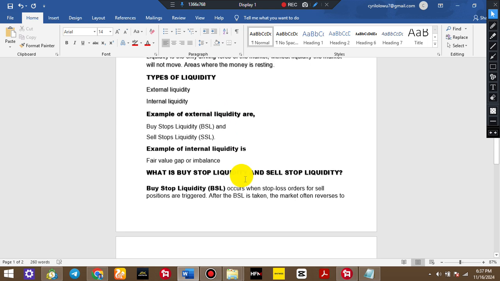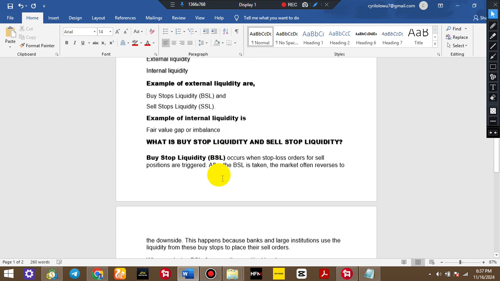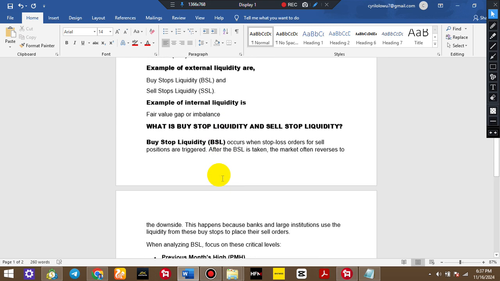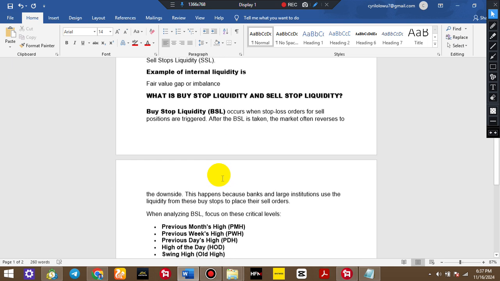Then we proceed further to what is buy stop liquidity and sell stop liquidity. In the definition of buy stop liquidity, it occurs when stop loss orders for sell positions are triggered after the buy stop liquidity is taken. The market often reverses to the downside. This happens because banks and large institutions use the liquidity from these buy stops to place their sell orders.